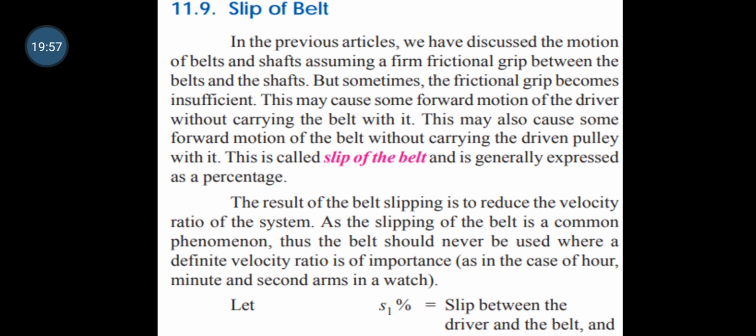The result of the belt slippage is to reduce the velocity ratio of the system, as the slipping of the belt is a common phenomenon. Thus the belt should never be used where a definite velocity ratio is of importance. Let S1 percent be the slip between the driver and the belt, and S2 percent the slip between the belt and the follower.